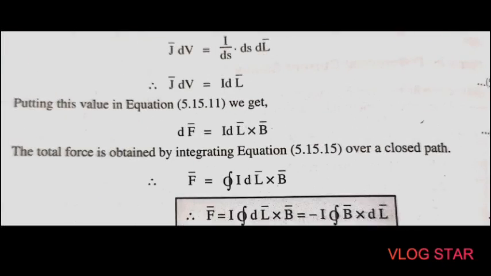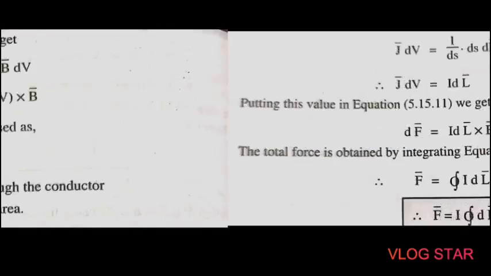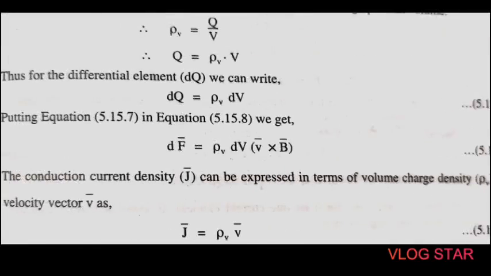So we can write here J bar dV is equal to I dS dl bar, because this is the value of J dS dl bar. So here we can write J bar dV is equal to, dS gets cancelled, and the remaining term is I dl bar.